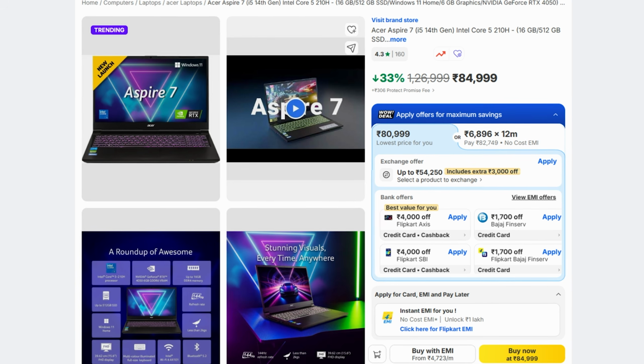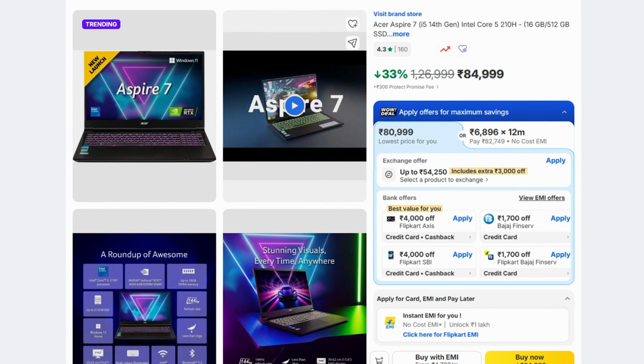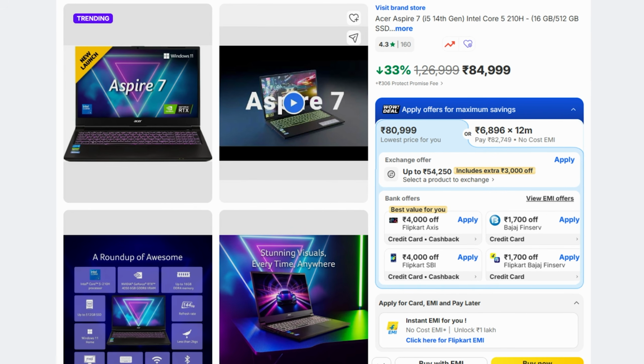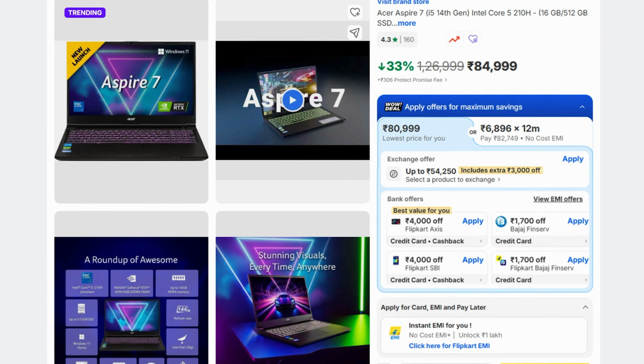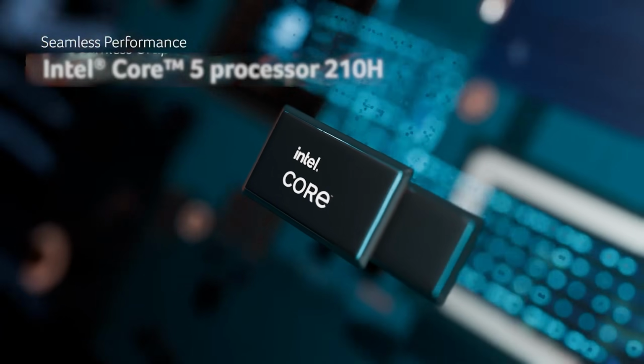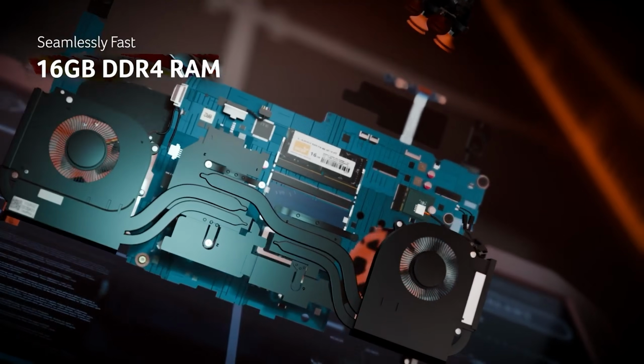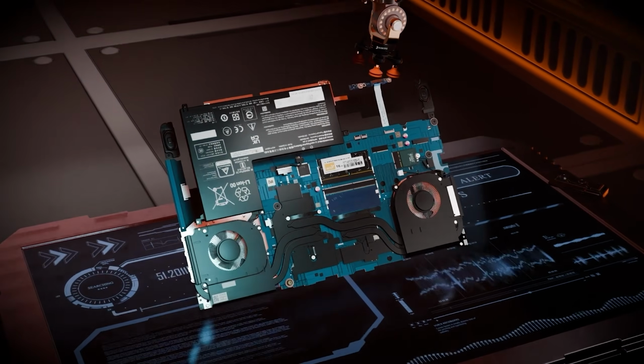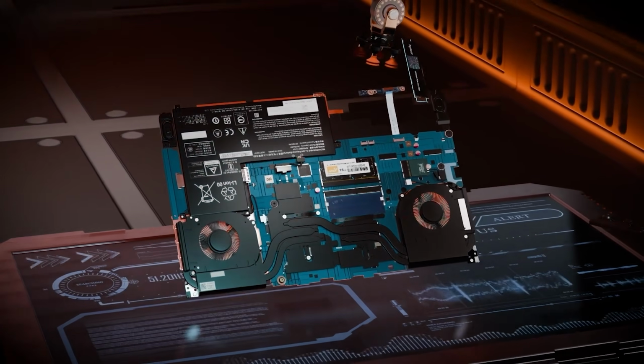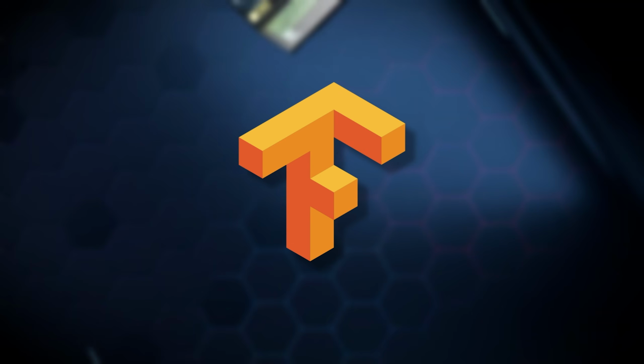Now, my recommendation for that is the Acer Aspire 7. Despite packing an RTX 4050, it still comes in at just under 80,000 rupees. Along with that, you get an Intel Core 5 210H processor, 16GB of RAM, and a 512GB SSD. Now, the interesting part isn't just the RTX branding, it's the CUDA support. That's what allows frameworks like PyTorch and TensorFlow to use the GPU, making local experimentation much faster. But here's the thing, the goal isn't to buy the biggest GPU you can afford. It's buying enough GPU power for the work you will actually be doing.